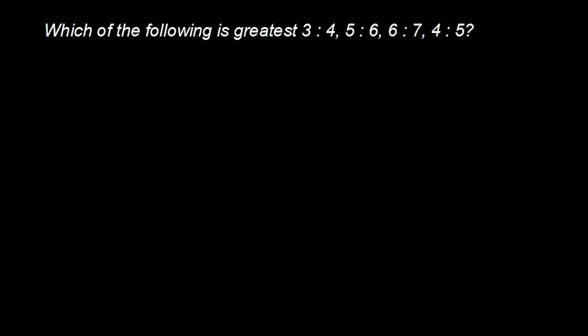Which of the following is the greatest? ये एक बड़ा कॉमन प्रॉब्लम है. It's a very common problem और लोग उसको बहुत लेंथी तरीके से करते हैं. 3:4. So can I say this is 5 by 6, this is 6 by 7, and this is what? Sorry, 4 by 5. And this type of problem, there are two methods actually.